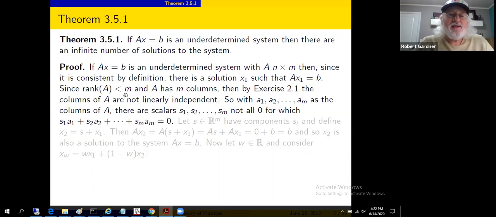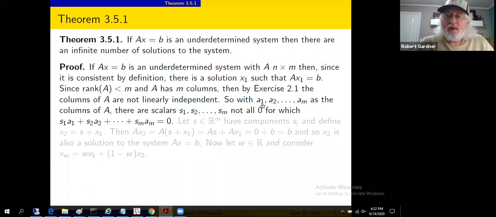Okay, rank of A is less than m. I'm sure we'll use that because it's part of our hypotheses. It was part of underdetermined. Rank of A is less than m. A has m columns. One of the exercises will then allow you to show that the columns of A are not linearly independent. All right, so we can find a dependence relation.